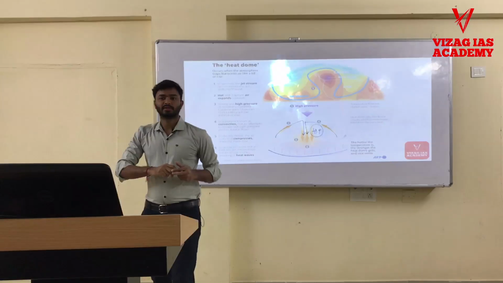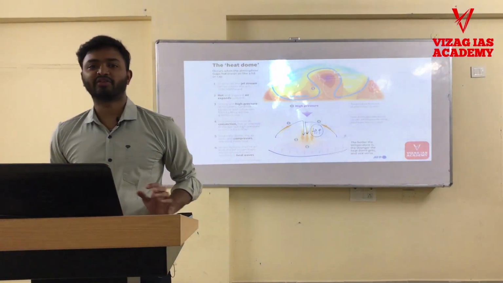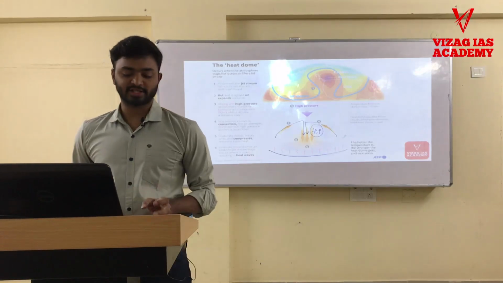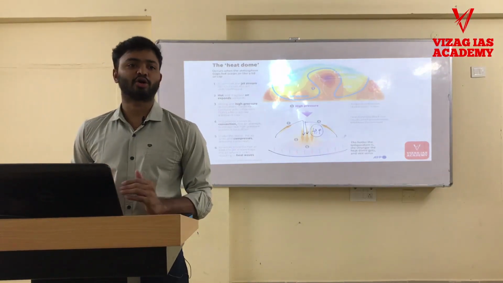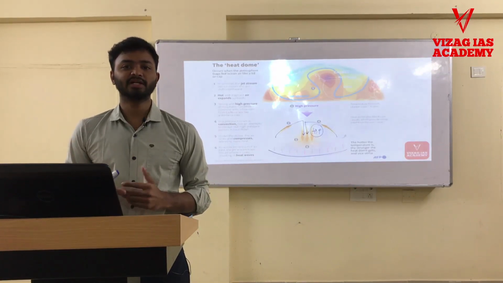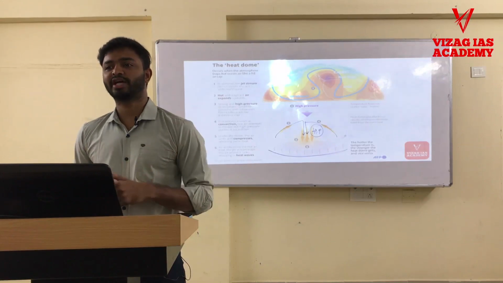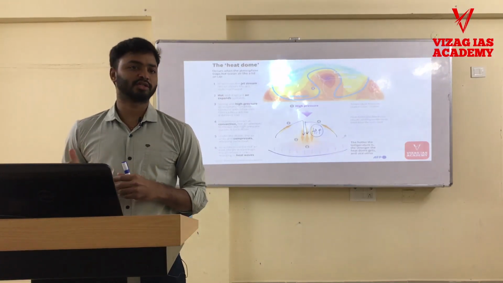So heat dome is an extension of a heat wave. What is a heat wave? A heat wave is a condition where there is prolonged exposure to high temperatures above normal. If there is a high temperature deviation from the normal average temperature, then it is called a heat wave. So heat dome is the next level of a heat wave, where it lasts for weeks together.